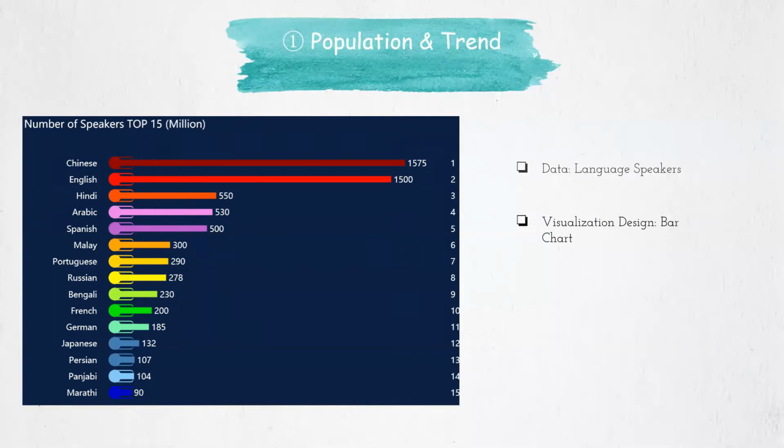The first task is the population and trend of languages. For language research, the number of people who are proficient in using a language can intuitively reflect the global influence of the language. We use static bar charts to arrange the number of speakers according to the speaker data, so as to show the distribution of language speakers and its trend over time.